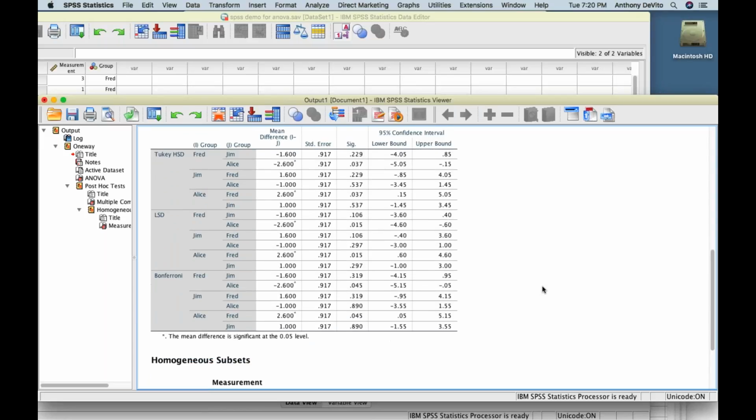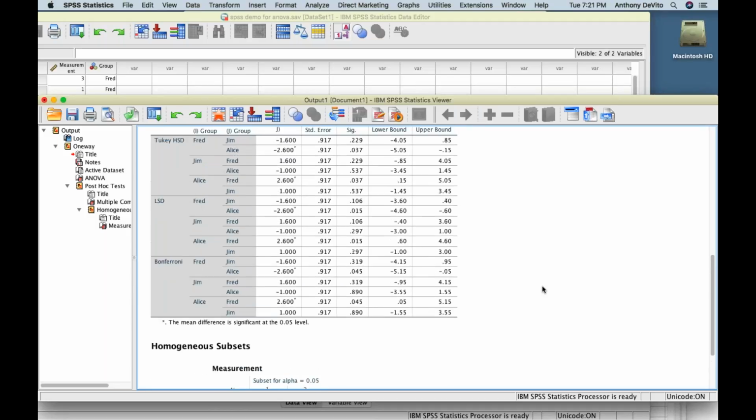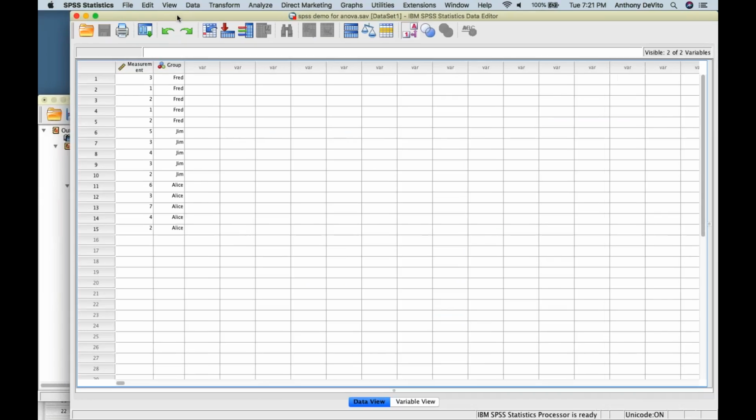If my memory were better, I might be able to give you a little bit better information on what it does. But I do remember Bonferroni being the most conservative. I'll give you guys a few minutes to work on that other one.